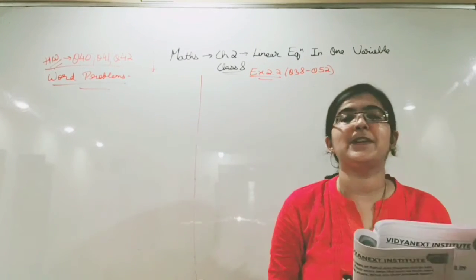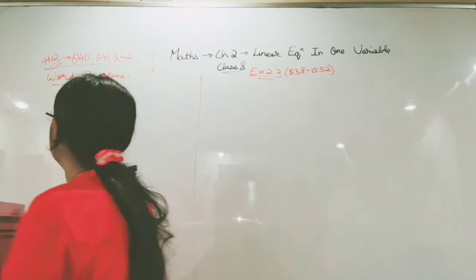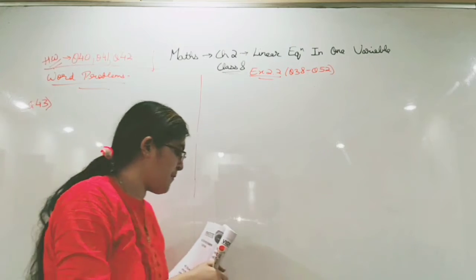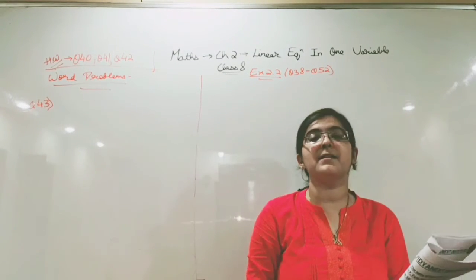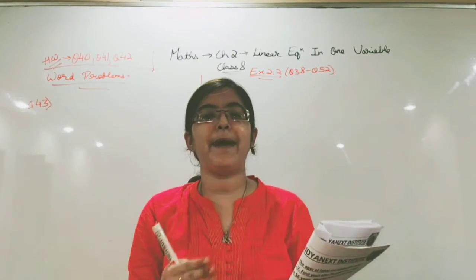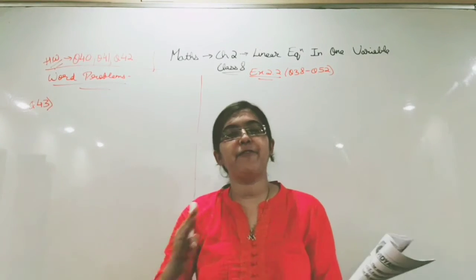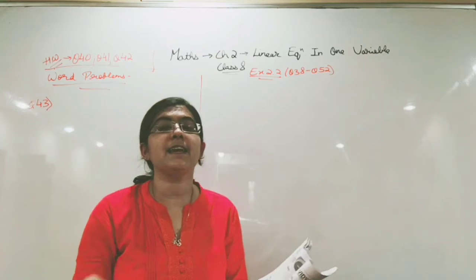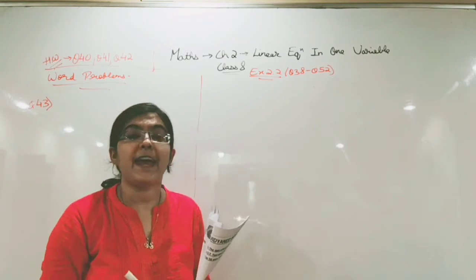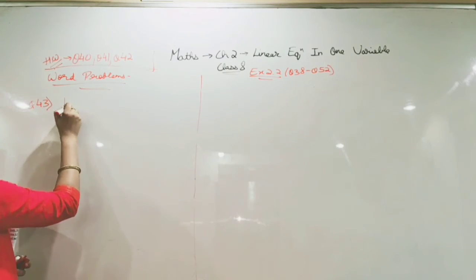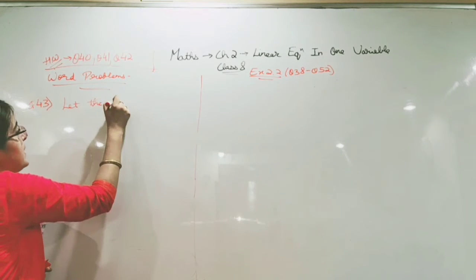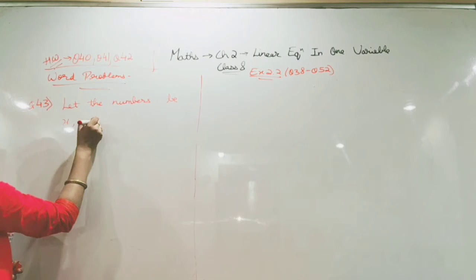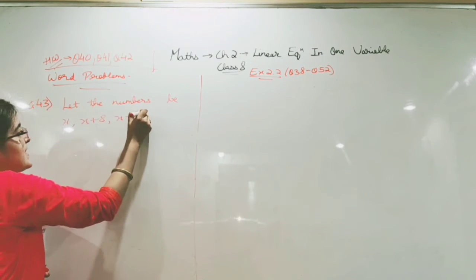Students, let's move on to question 43. See question 43, what it is saying. Find the sum of 3 consecutive multiples of 8. Okay, what do you mean by consecutive multiples? One after the other, like 1, 2, 3 are consecutive. Similarly, it is saying consecutive multiples of 8. So what numbers will we take? Let the numbers be x, x plus 8, x plus 16.